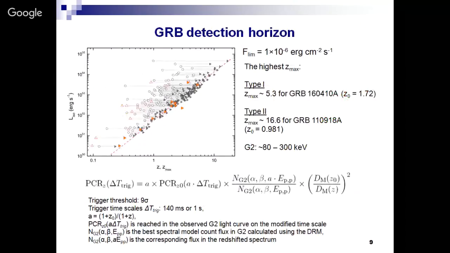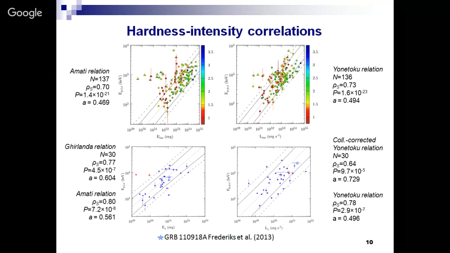The next slide presents the hardness intensity correlations. We perform an analysis of hardness intensity correlation in the rest frame, that is the Amati relation for isotropic energy release, and the Yonetoku relation for the isotropic peak luminosity. And we confirm these correlations at a rather high significance. This is the probability of chance correlation, the correlation coefficient, the number of bursts in the sample, and the slope.